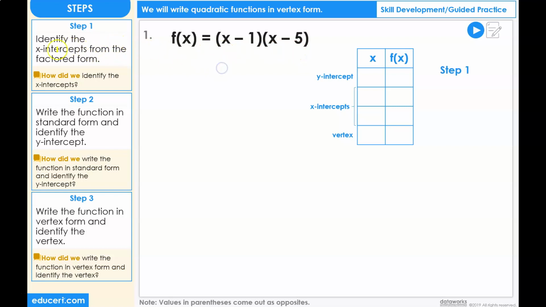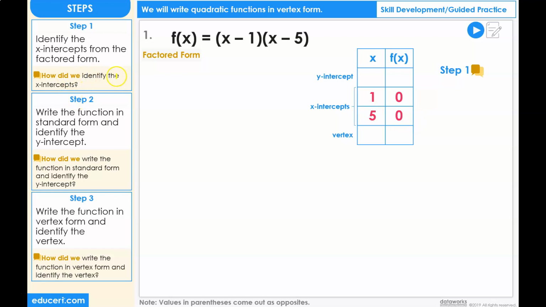Step 1. Identify the x-intercepts from the factored form. We notice that this quadratic function is already in factored form, so we can identify the x-intercepts, remembering to take values out of parentheses as opposites. The first x-intercept would be a positive 1, 0, and the second x-intercept would be a positive 5, 0.